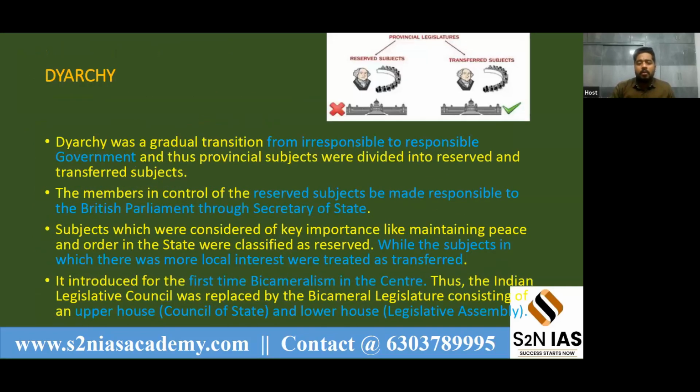Diarchy. We need to know more about diarchy because it is even important in answer writing in state PCS exams and other central exams also. So by looking at the subjects, transferred subjects, tick mark. This is the governor, state governor with legislative council, and for reserved subjects, the governor deals with his executive council.